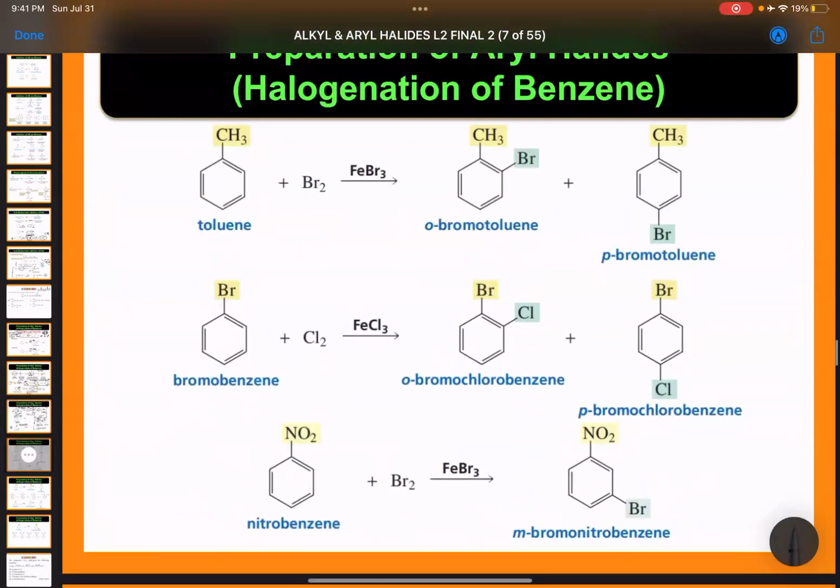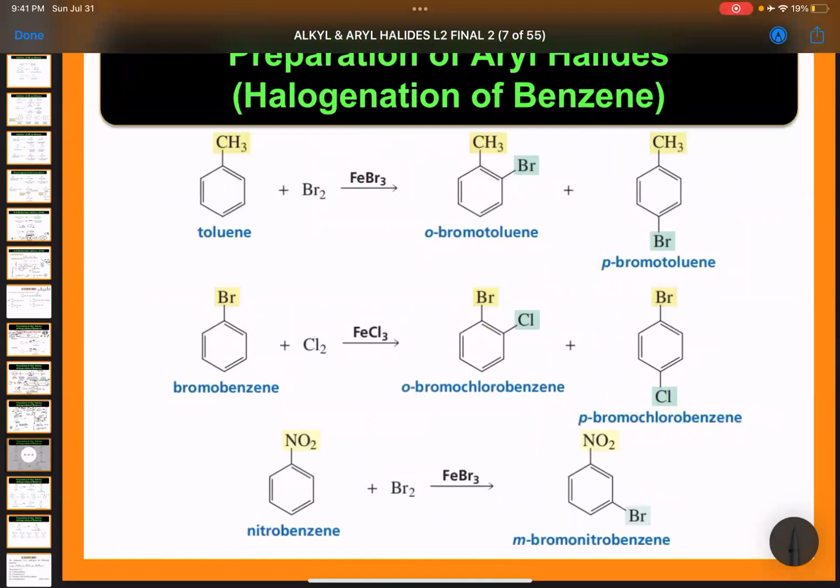Ortho and para will be formed simultaneously. You can't have only ortho or only para; both will form. But either ortho-para or meta will form. They are mutually exclusive. You can't have ortho-para together with meta. Right?